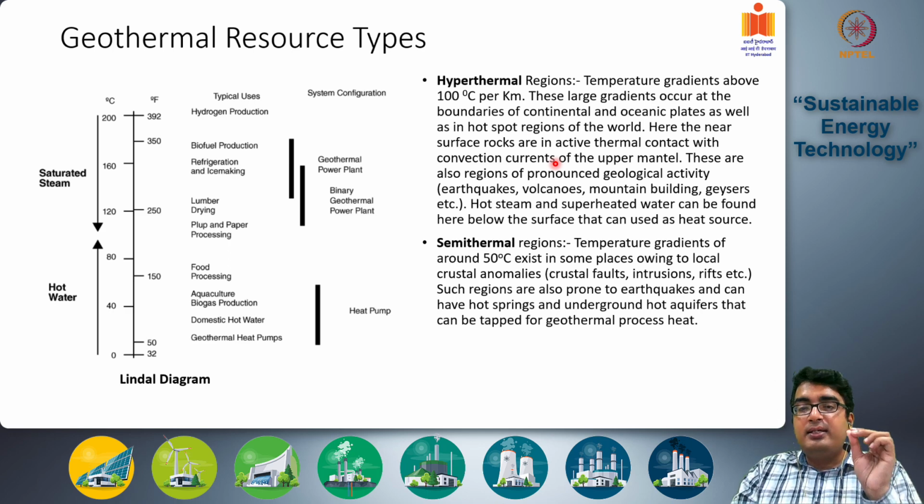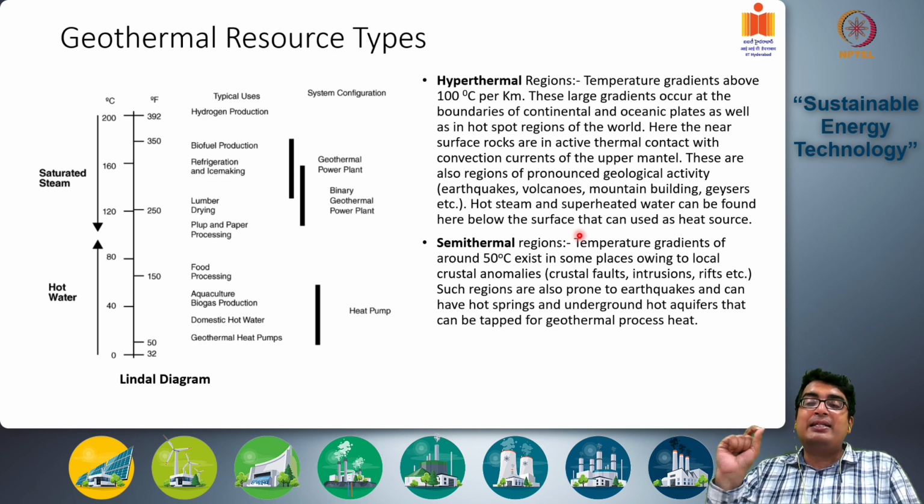So here the near surface rocks are in active thermal contact with the convection currents of the upper mantle, where you can get temperatures of 1000 degrees centigrade or more. As a result, these are also regions of pronounced geological activity and surface instability. So geological activities here include earthquakes, volcanoes, mountain building, geysers and hot springs. In such places, hot steam and superheated water can be found just below the surface, and these can be used as a heat source.